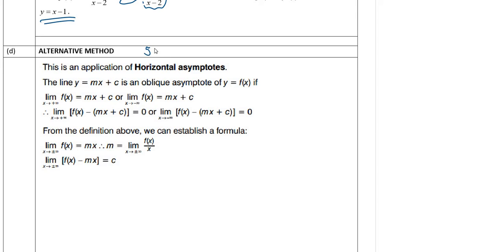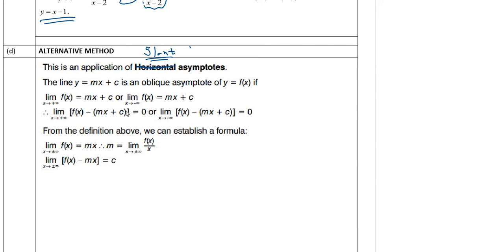In class we did correct it, but those of you who are at home because of COVID, and you're watching this video, please just change that to slant asymptote. It should be slant, not horizontal here.